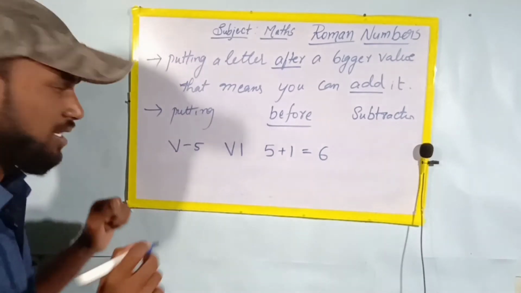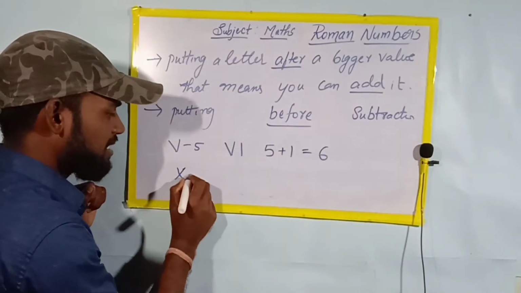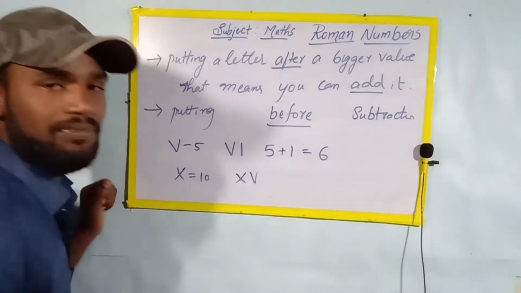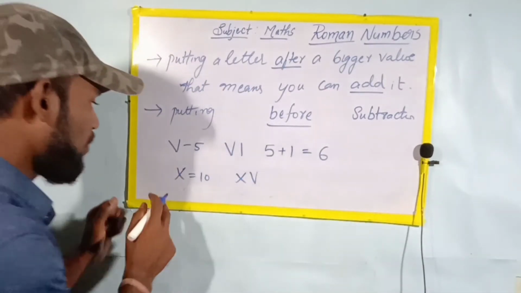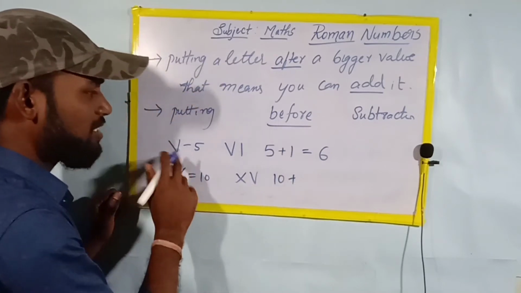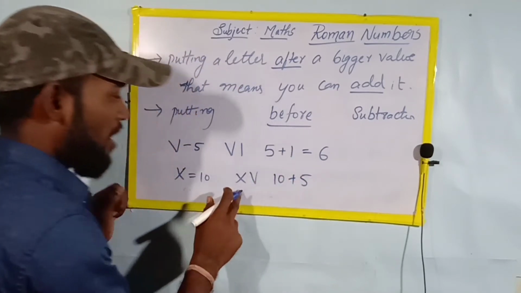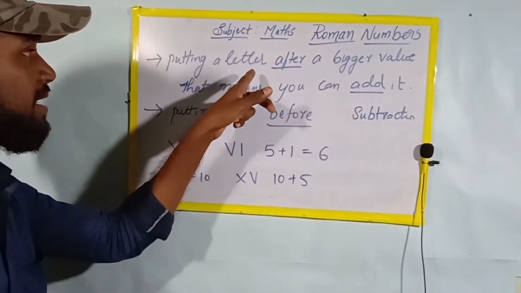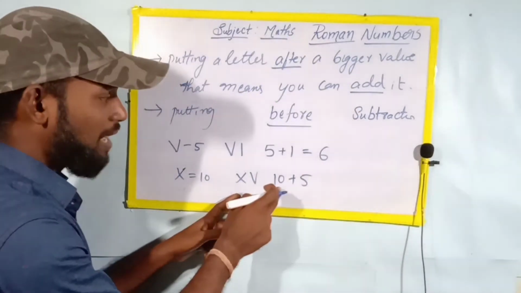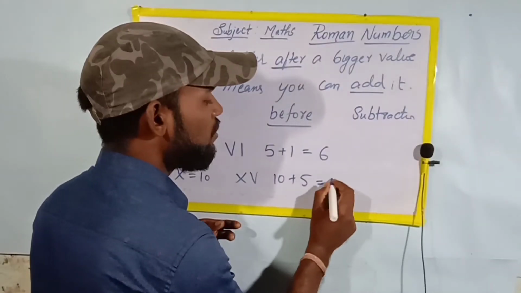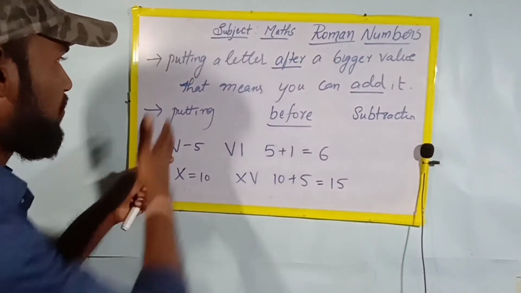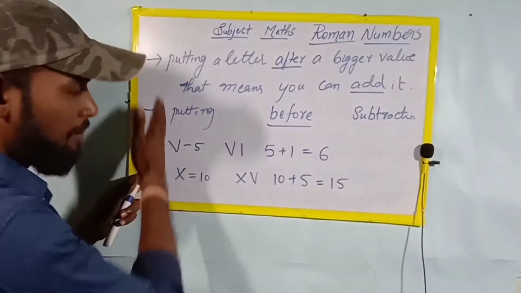Everyone understanding? Yes. Now see here, X equals 10. We know that. XV. See here, XV. Now X equals 10 plus V equals how much? 5. So I am putting a letter after a bigger value. In that sense we have to add it. 10 plus 5 is equal to 15. Everyone clear? So this is the first rule. This is the second rule I am explaining here.